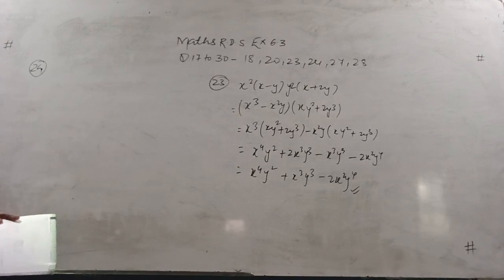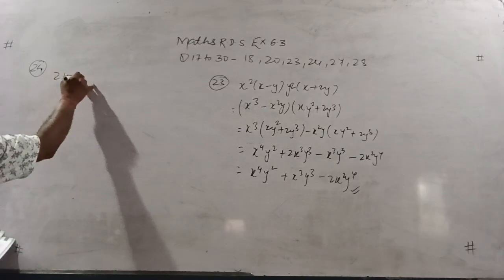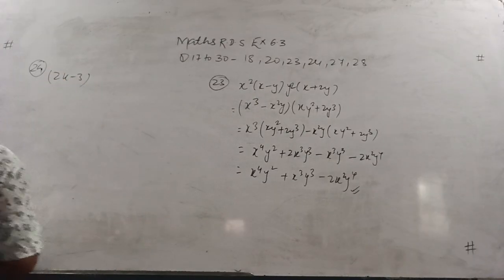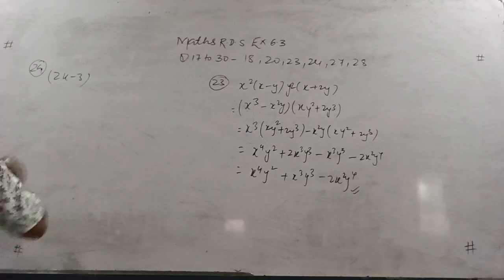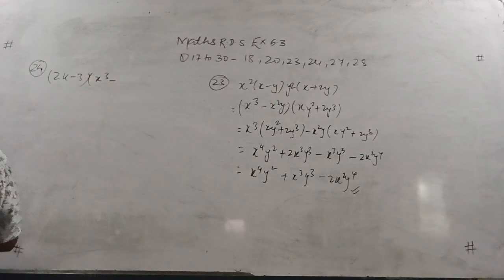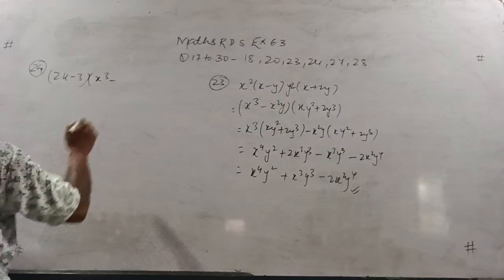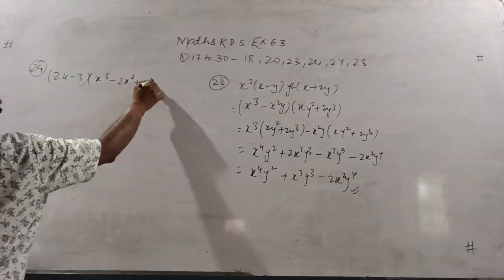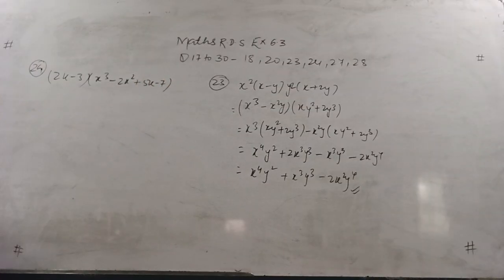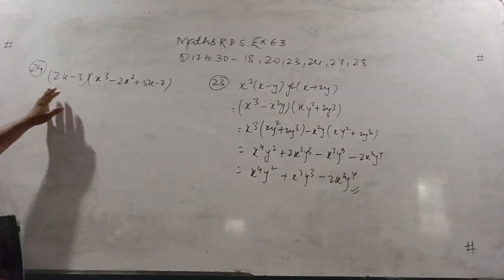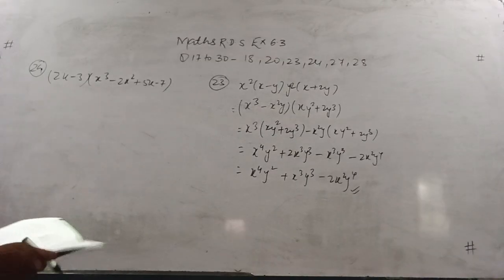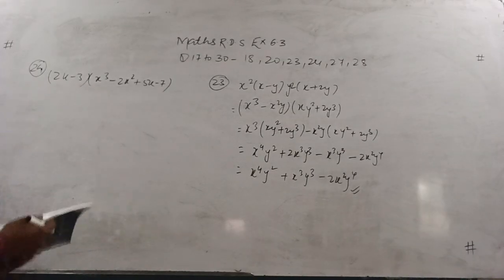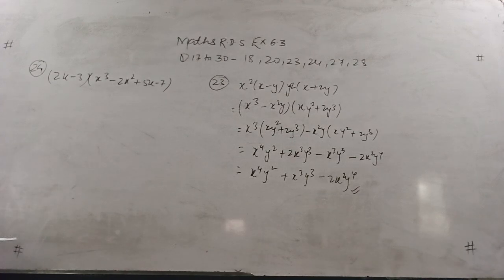Number 26. (2x minus 3) into (x cube minus 2x square plus 5x minus 7). 2x minus 3 is a binomial, and x cube minus 2x square plus 5x minus 7 is a polynomial. This is the product of a binomial and a polynomial. There are two terms in the first factor and four terms in the second.